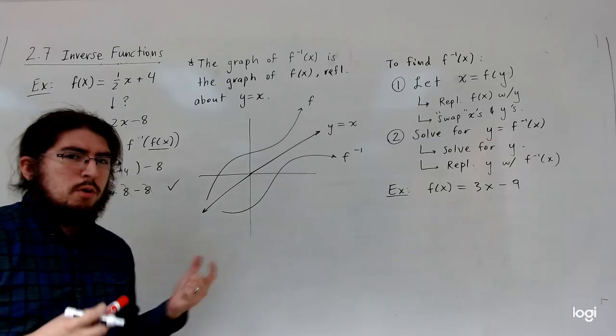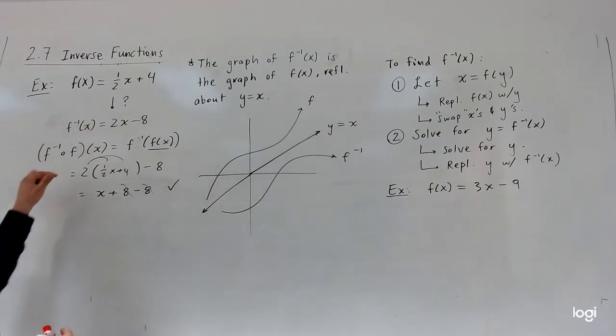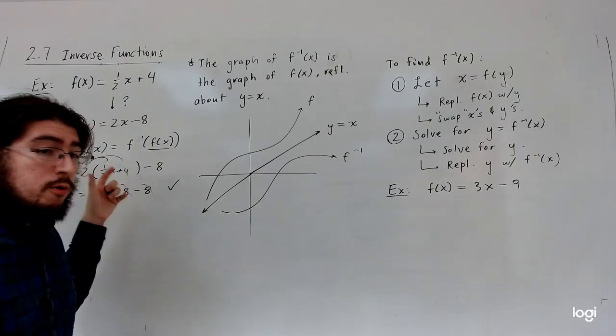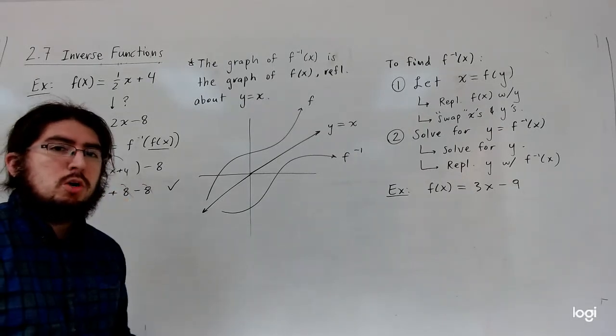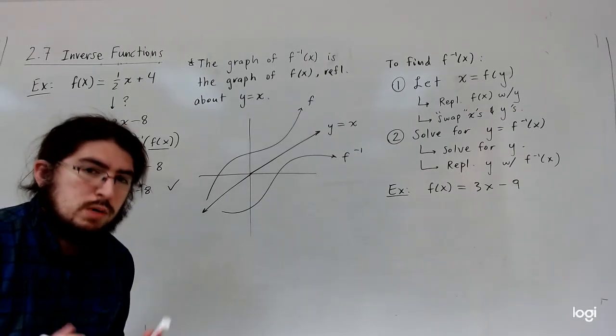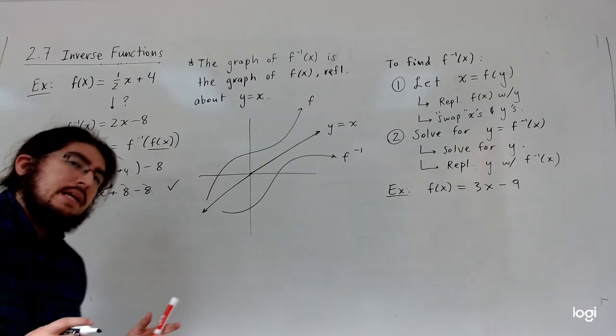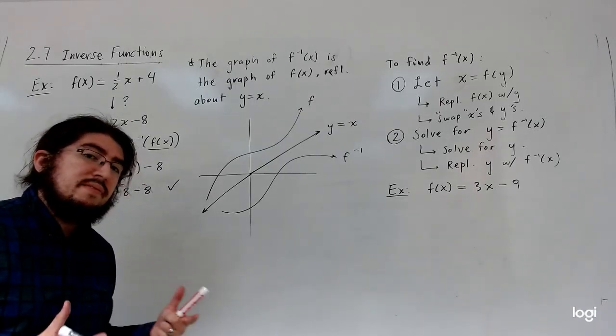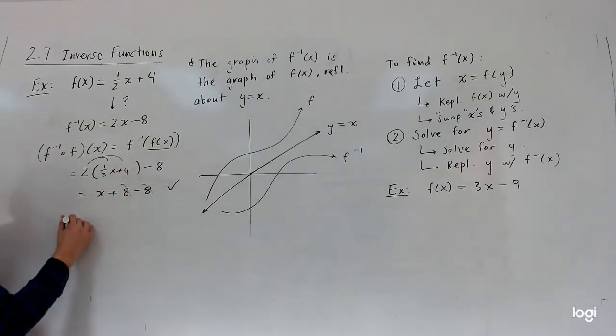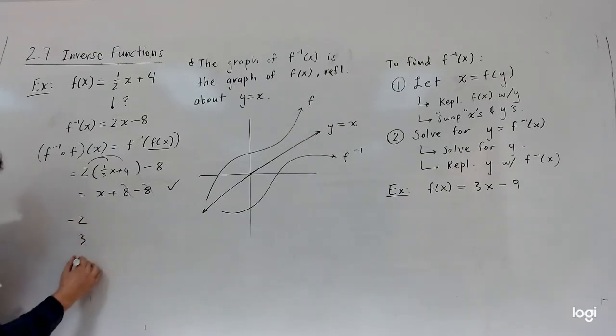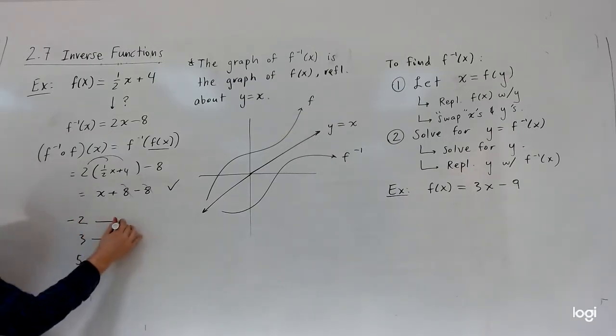Again, we have to check in both orders. I'm only going to check in one order. I'll leave it as an exercise for you to check the other order. But something I want to show that I think will help understand what's going on. Remember what I said: f inverse undoes what f does. So let's just plug in some random numbers. These are totally random numbers that I'm just making up off the top of my head.